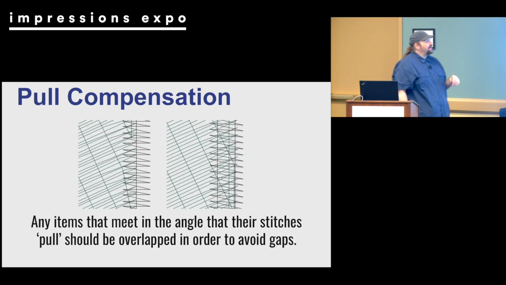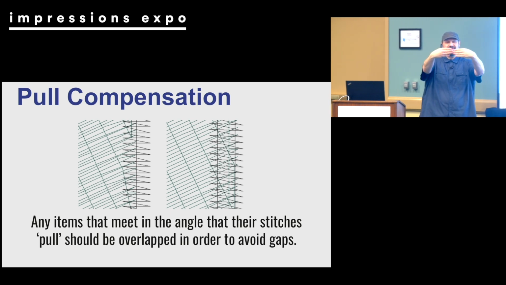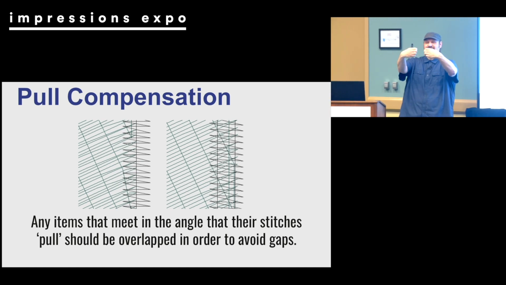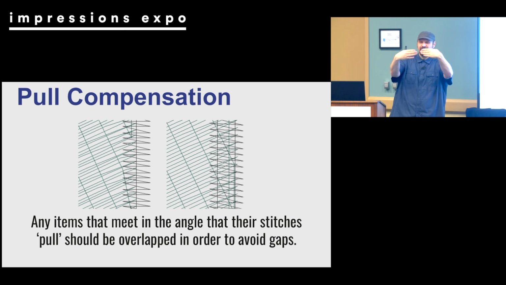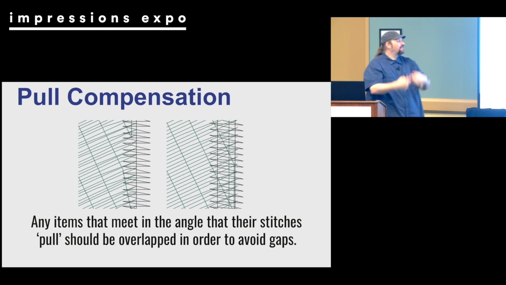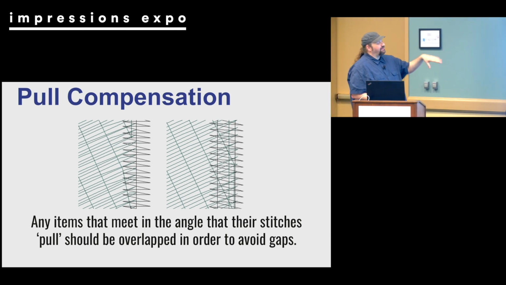The thing to think about is even if the angles are slightly offset that we see here, if 2 things are meeting in that same angle, well, we know what pull does, right? Pull compensation, pull distortion makes things narrow out. If everything just meets on screen, then by the time we do a little bit of pull, we're going to see a gap as things pull apart. So we know that if we want those two little pieces to interact correctly, they're still in those same 2 angles, we're going to have to overlap them deeply so that when they pull, they don't come apart. So any items that just meet in that angle that their stitches pull need to be overlapped pretty heavily to avoid gapping.